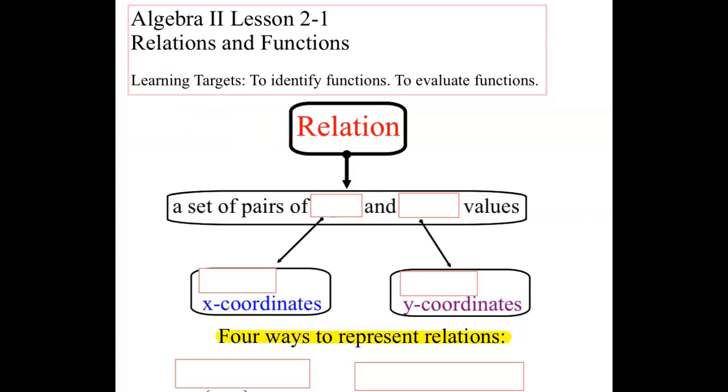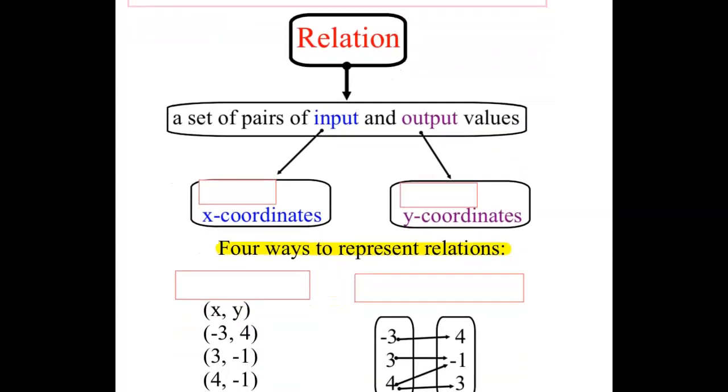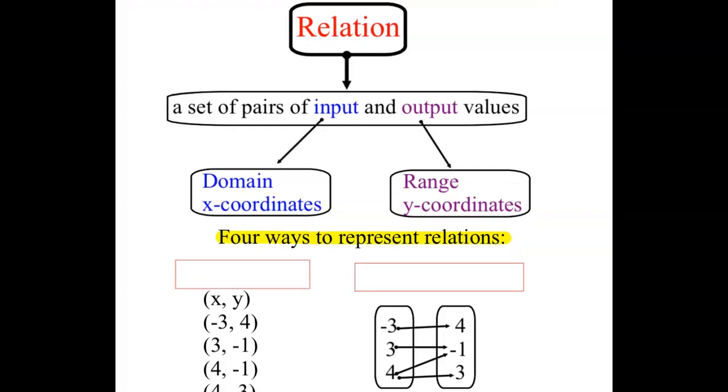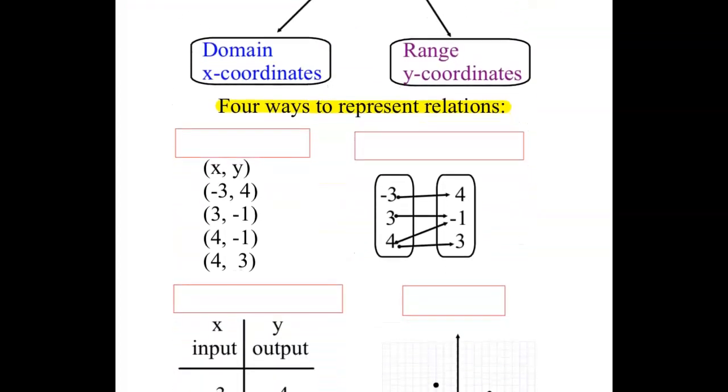So a relation is a set of pairs of input and output values. Our input values are the x-coordinates, and we call that the domain of the relation. Our y-coordinates represent the range or the output values. And there are four different ways that we can represent relations.